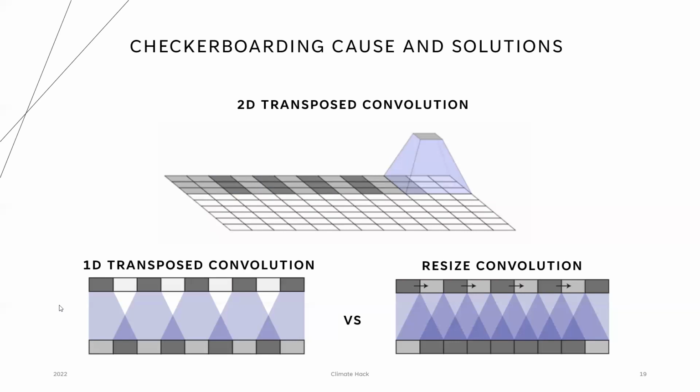A couple different solutions to solve it. One is to use something called a resize convolution. You do upsampling instead of using a transposed convolution, using traditional methods like bilinear upsampling or nearest neighbor upsampling, and then you do a regular convolution, which does not upsample, so it doesn't suffer from the checkerboarding issue as much.